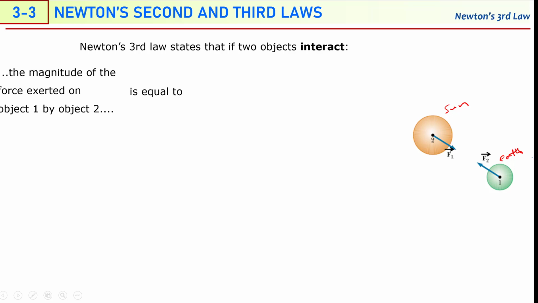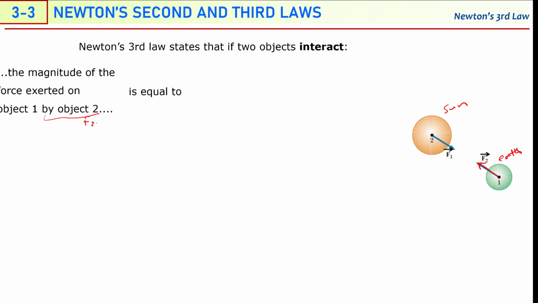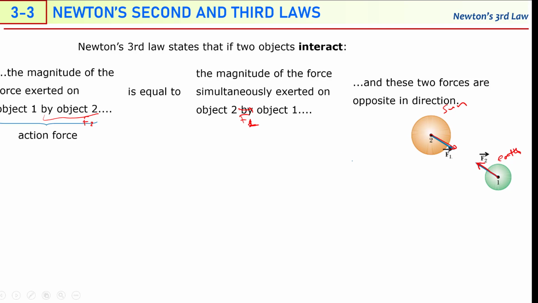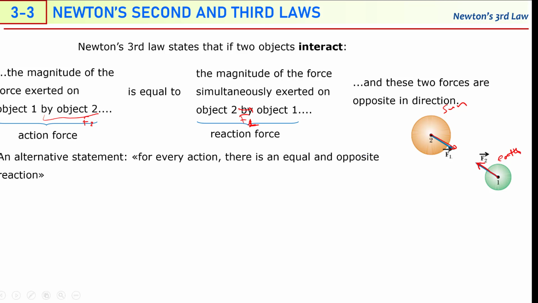It states that the magnitude of the force exerted on object 1 by object 2, which is F2 here, will be equal to the magnitude of the force exerted on object 2 by object 1, so F1. These two forces are equal in magnitude and opposite in direction. If one of them is called the action force, I mean the force acting on the first object by the second, then the force exerted on the second object by the first one is the reaction force. So if there's an action force, there must definitely be a reaction force. That's why Newton's third law of motion is also explained in an alternative way: for every action, there is an equal but opposite reaction.